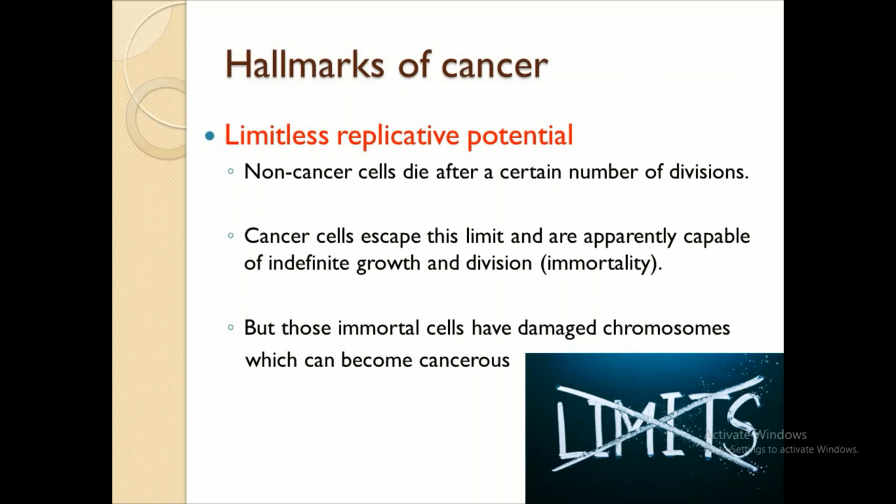As I said earlier, cancer is uncontrolled growth of cells. So they have this limitless replicative potential. Non-cancer cells die after a certain number of divisions, but cancer cells escape these limits and are capable of indefinite growth and division. That is called immortality. But these immortal cells have damaged chromosomes which can become cancerous.